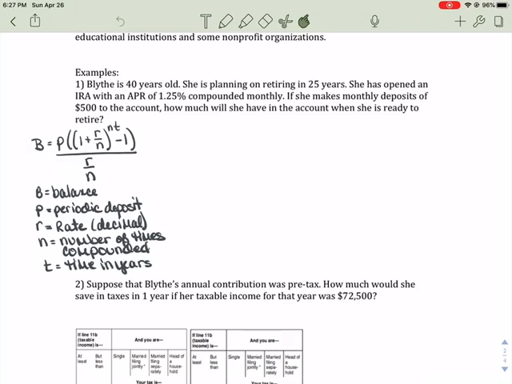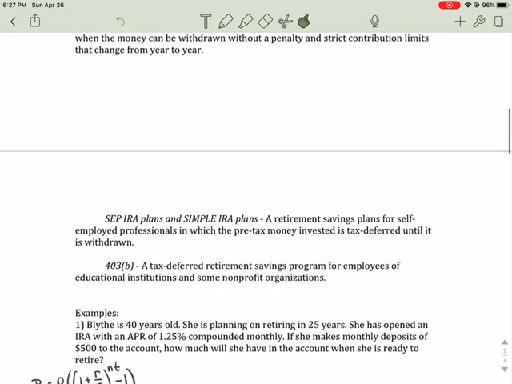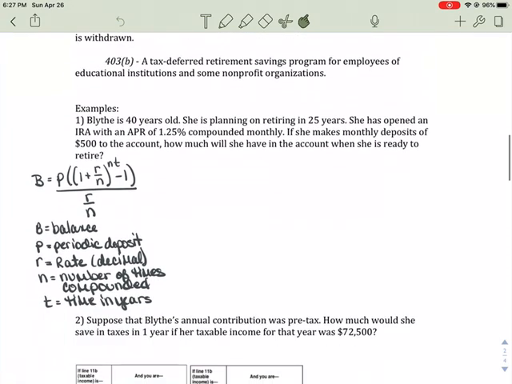Okay, hi everyone. So last video we went through all the terms that we were talking about with retirement and the different types of retirement plans. So let's take a look at some problems involving these plans.